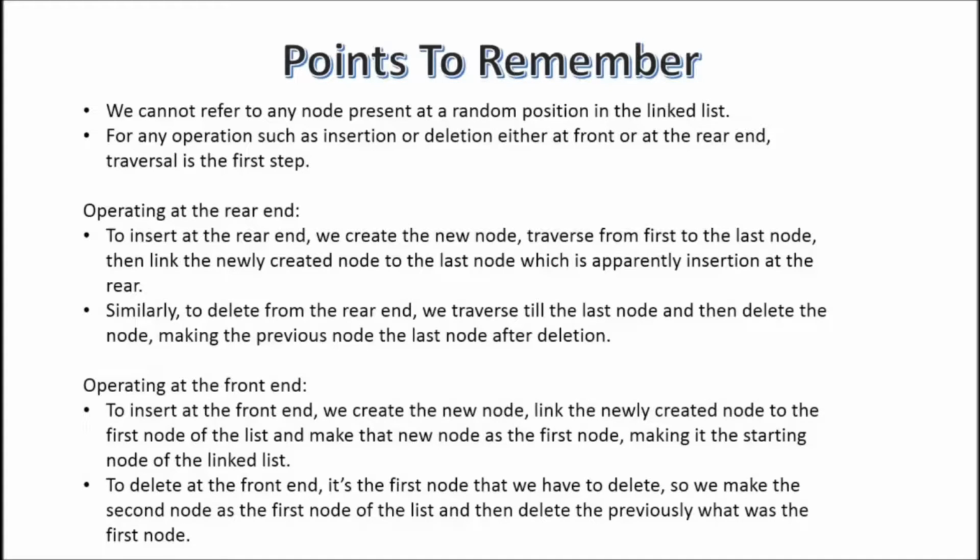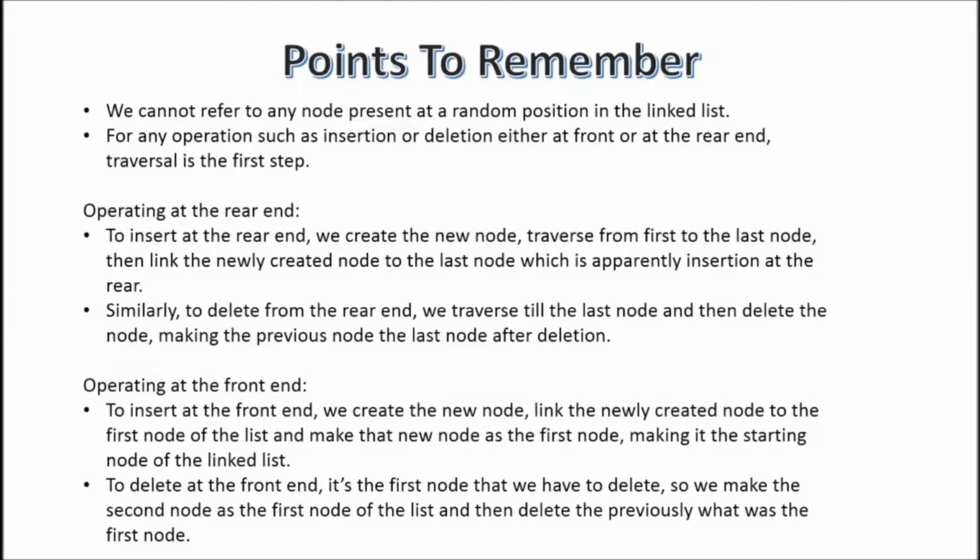Similarly, to delete from the rear end, we traverse till the last node and then delete the node, making the previous node the last node after deletion. Just as you read this on the screen, picture it in your mind: to delete from the rear end, you want to delete the last node, right? You traverse till the last node because there is no way of getting directly to it. You traverse there and then delete the node, making the previous node the last node after deletion.